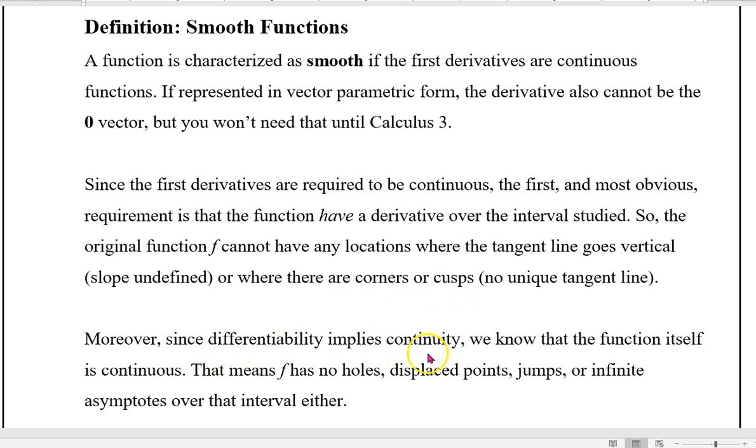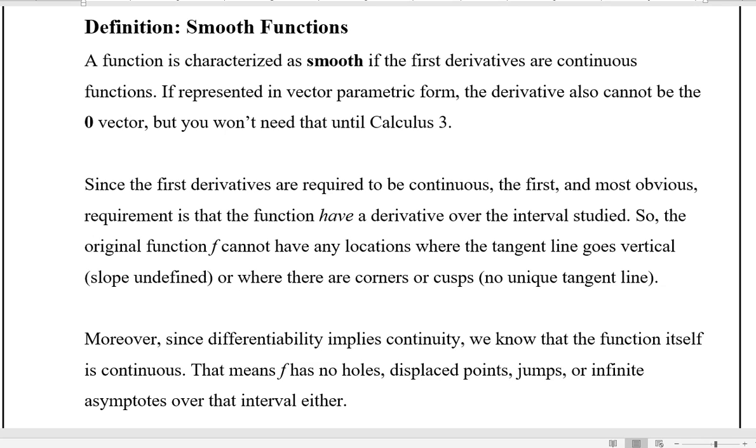Because differentiability implies continuity, this means that we know the function itself has to be continuous. If differentiable, then continuous. The reverse is not true. We do have many curves that are continuous but aren't differentiable. For example, the absolute value function is continuous, can be drawn without picking up the pencil, but it's not differentiable at the corner at the origin.